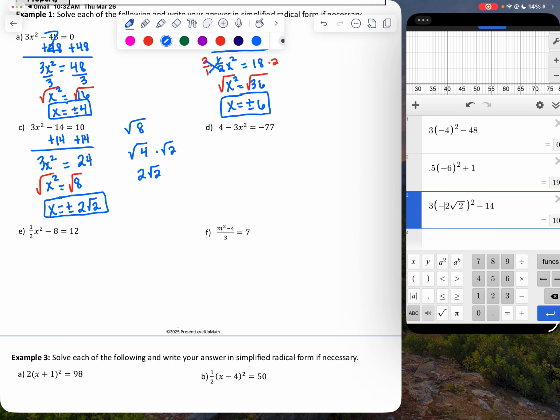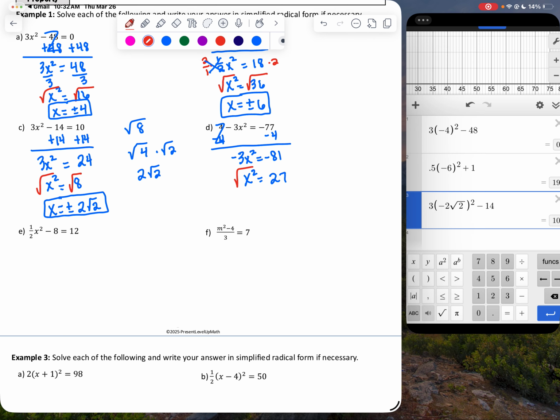All right, problem D. 4 minus 3x squared is equal to negative 77. So let's get the x squared by itself. So subtract 4 from both sides. So this would zero out and leave me negative 3x squared equals negative 81. Divide both sides by 3. So negative 81 divided by negative 3 is positive 27.